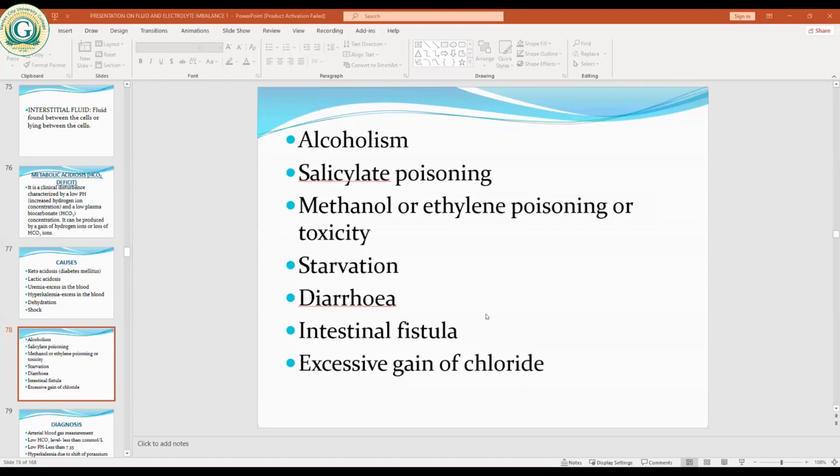Excessive gain of chloride. Once you are gaining more chloride, it will combine with sodium to form sodium chloride. Once the sodium chloride becomes more, it will be excreted and replaced by potassium. So potassium will be maintained rather than sodium, with sodium chloride moving out and potassium remaining in the circulatory system.